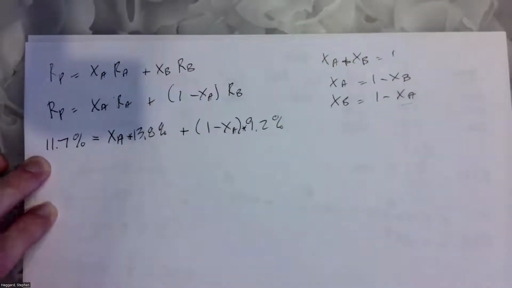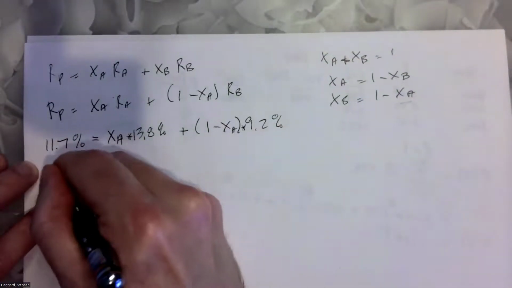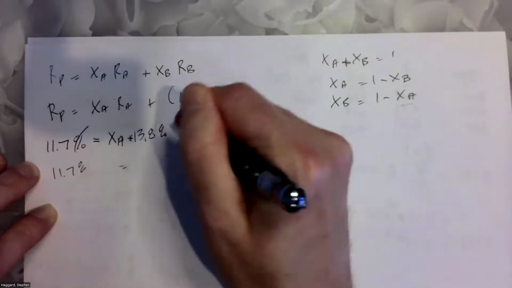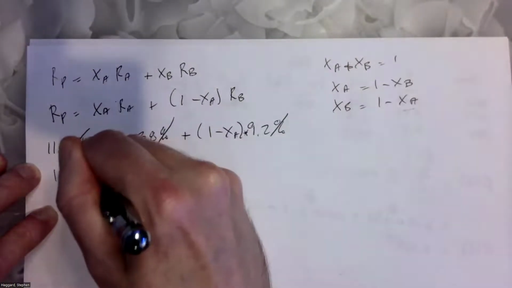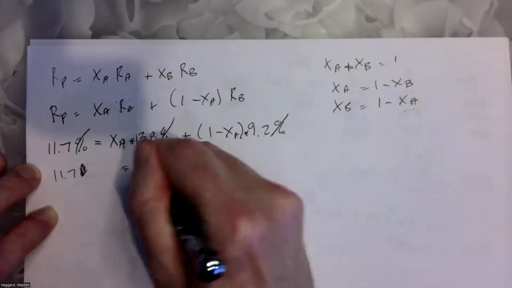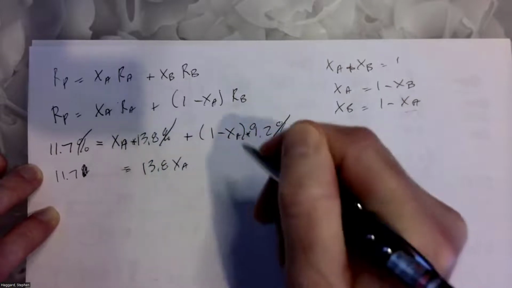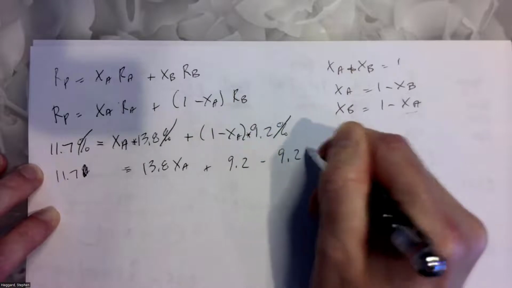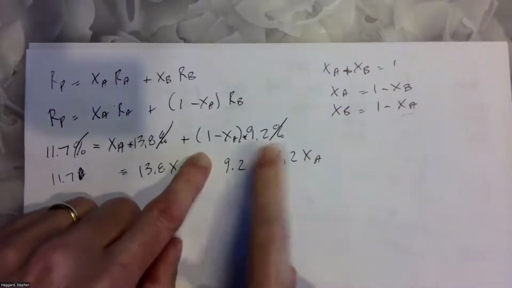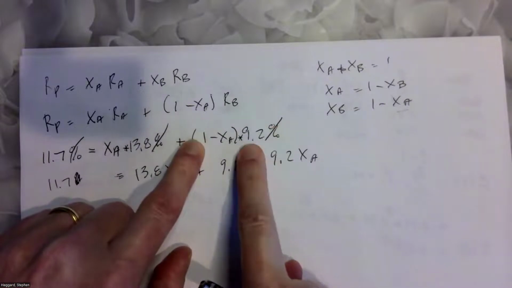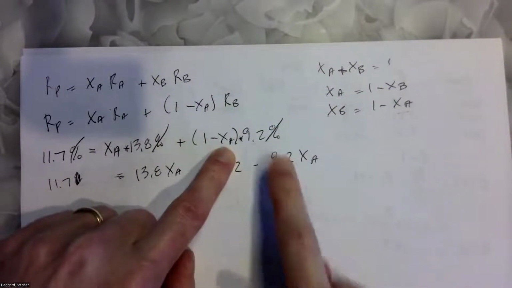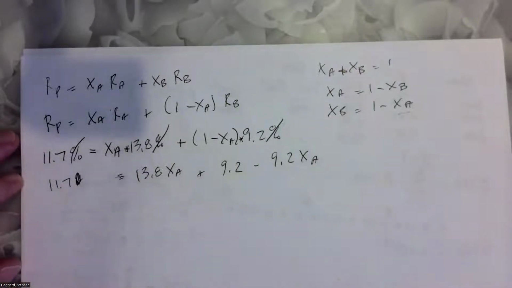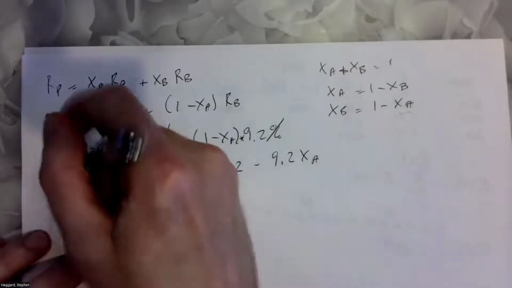Now I'm going to use my distributive property. 11.7% is equal to, and I'm going to scratch out these percentages because those are going to cancel, and I'm tired of talking about them. So I've got 13.8 XA plus 9.2 minus 9.2 XA. All I did was use the distributive property here. 1 times 9.2 gives me 9.2, minus XA times 9.2 gives me minus 9.2 XA. Now, what should we do next?